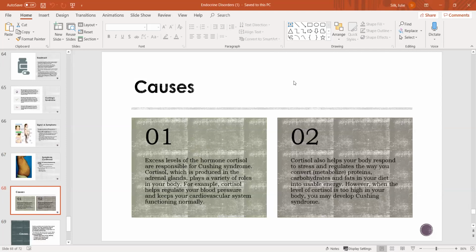Okay, so causes for Cushing's. You can have excess levels of cortisol.